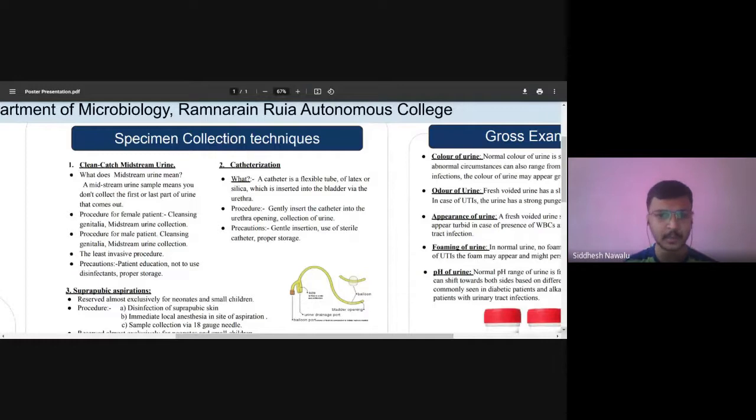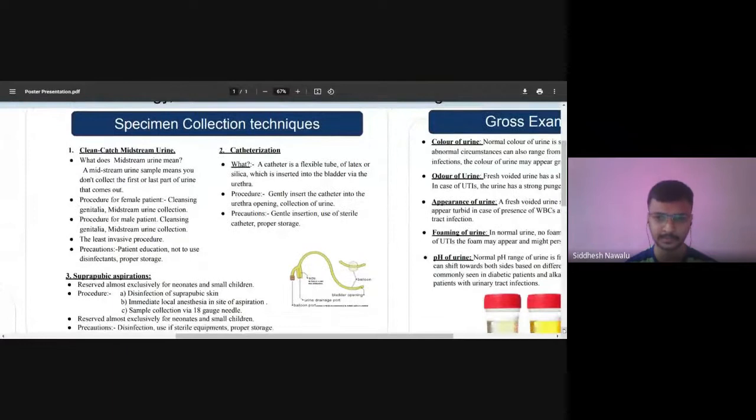During the entire procedure, the patient should not touch the cleansed area with his fingers. Then pull back the foreskin and pass a small amount of urine. Still keeping the foreskin rolled back, the patient should pass most of the remaining urine into a sterile container and close the lid as soon as possible. The sample has been collected. After the collection, it should be labeled and sent to the laboratory for further analysis. The advantage of this technique is that it's the least invasive compared to the other techniques.